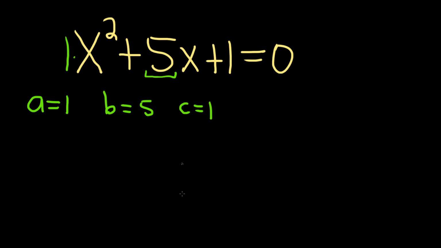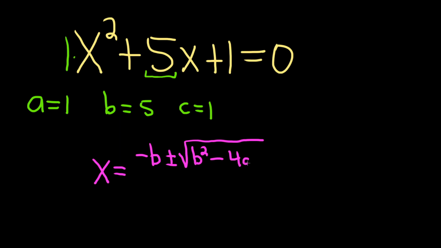All right, now let's go ahead and write down the quadratic formula. It's a good idea to write it down when you're first learning it. That way you end up memorizing it. So x is equal to, in the numerator, negative b plus or minus the square root of b squared minus 4ac. And it's all being divided by 2a.